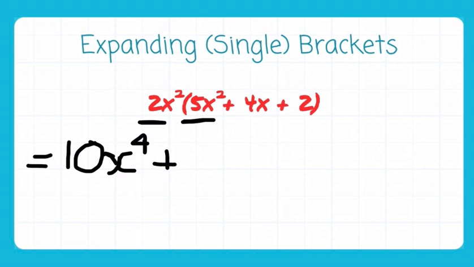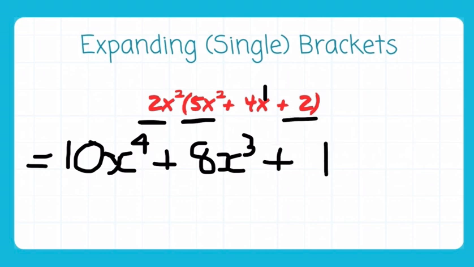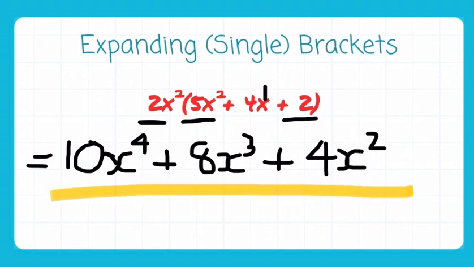Then if we go on to the next one, 2x squared times 4x is 8x to the 3, because again, we can treat this as x to the 1 really. We do the 2 plus the 1 to get the 3. Then for the next one, 2x squared times 2, nice and easy, 4x squared. And there's no like terms down here, so this is as simple as we can make. This one is pretty much as difficult as expanding single brackets can get. In the next video, we'll have a look at double brackets, but for now, this is single brackets complete.